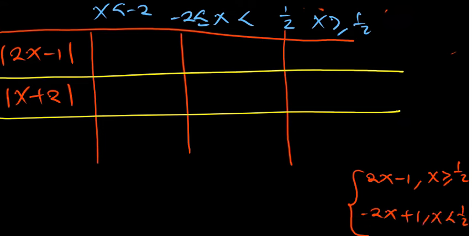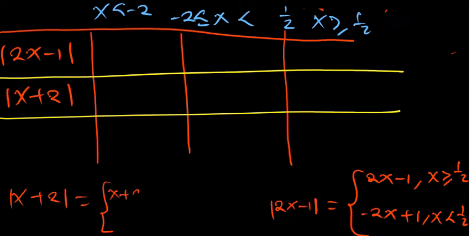Now I'm going to put another one there. This was for 2x minus 1. Now what about for x plus 2, the one we put in modulus? What we had, x plus 2 for x greater than or equal to negative 2. Another one was negative x minus 2 for x less than negative 2. We are okay, eh? This is what we had. Now here is my table.